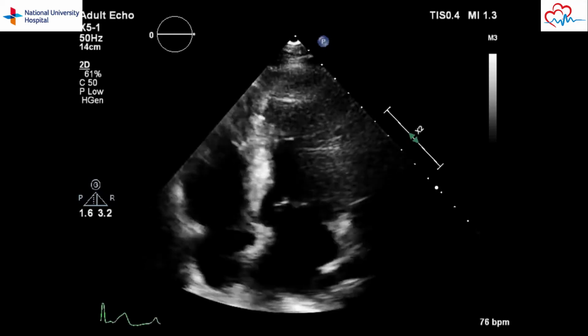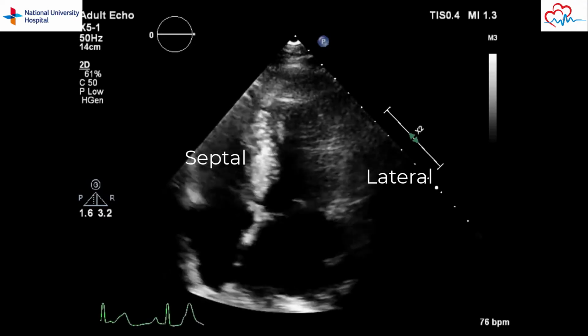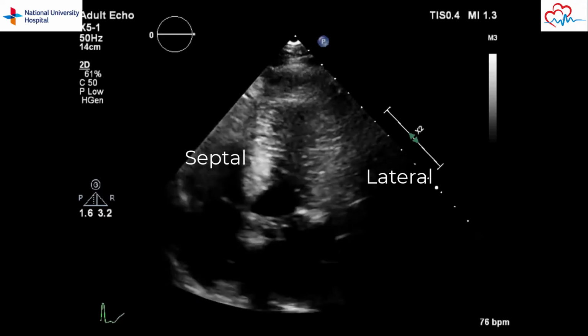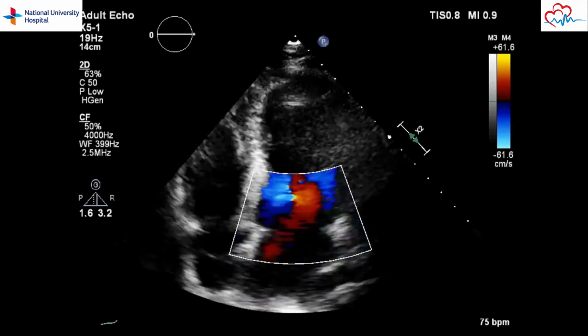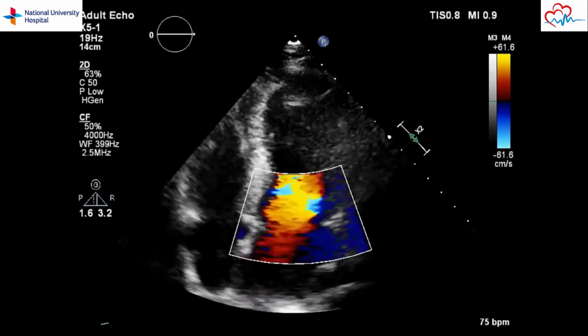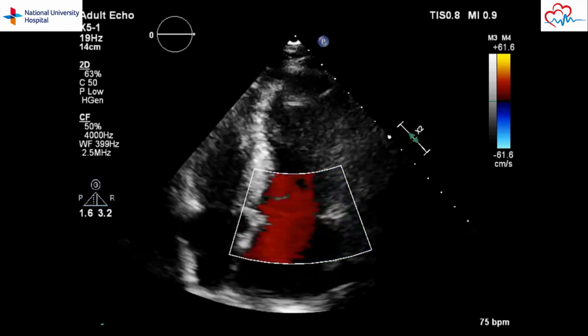The lateral and septal LV walls are seen. The RV and LV can be assessed for global function and for chamber size. The mitral and tricuspid valve can also be interrogated with color Doppler.